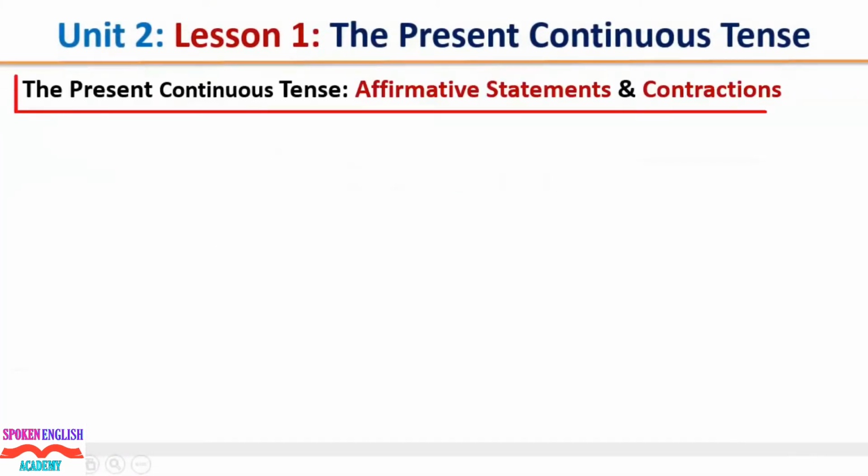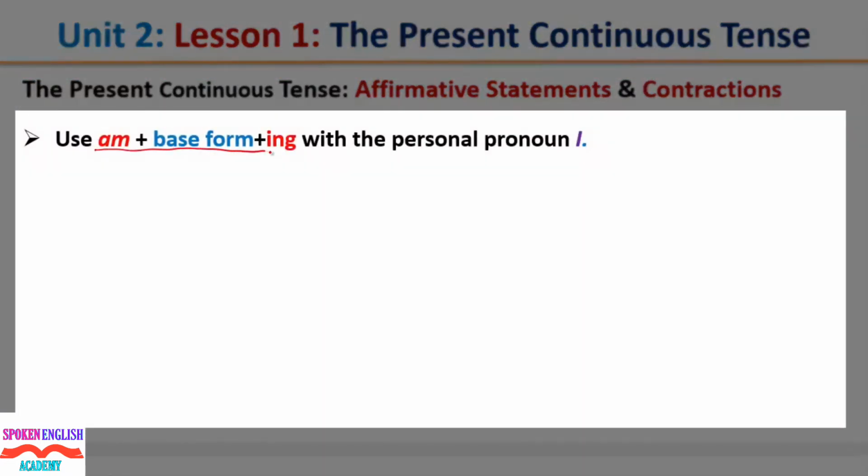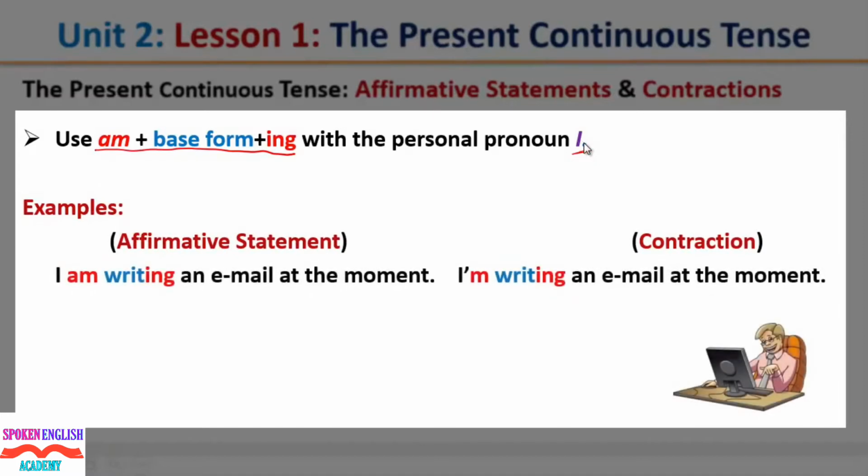The present continuous tense, affirmative statements and contractions. Use am plus base form plus ing with the personal pronoun I. Example: I am writing an email at the moment. Notice here, after the pronoun I, we use am plus the base form plus the ing. So this is the present continuous tense. The contracted form, I'm writing an email at the moment.